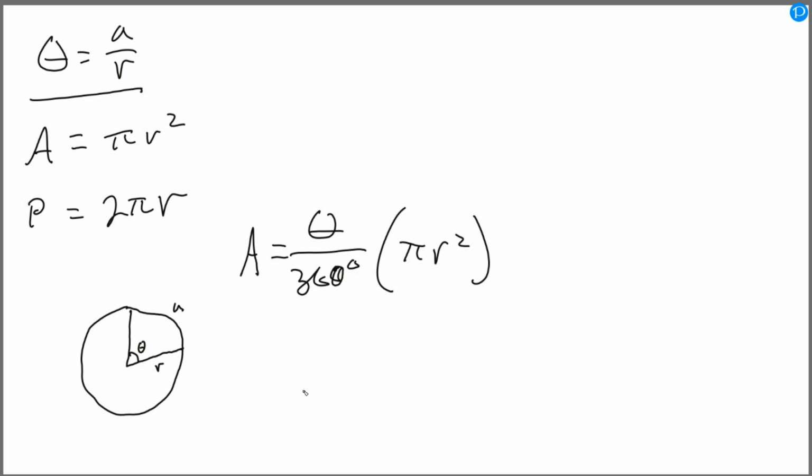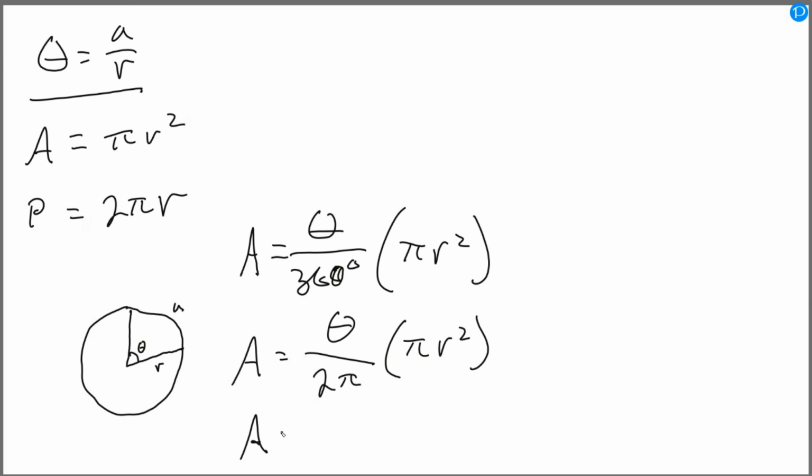But let's say we're talking in radians now. You can do the same thing. Theta is in radians, but this time, this will be 2 pi, because that's the total amount of radians in a circle, multiplied by pi r squared. Now notice that we can cancel things out, namely the pi. So area is simplified to 1/2 of theta r squared. That's important to remember.